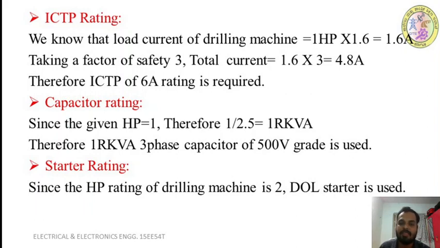Okay, then the capacitor rating. Since the given rating of the motor is 1 HP, 1 divided by 2.5 is less than 1, but we are taking a 1 RKVA capacitor bank. So a 1 RKVA 3-phase capacitor of 500 volt grade is used. Then the starter requirement: since the HP rating of the drilling machine is 1, a device starter is used.